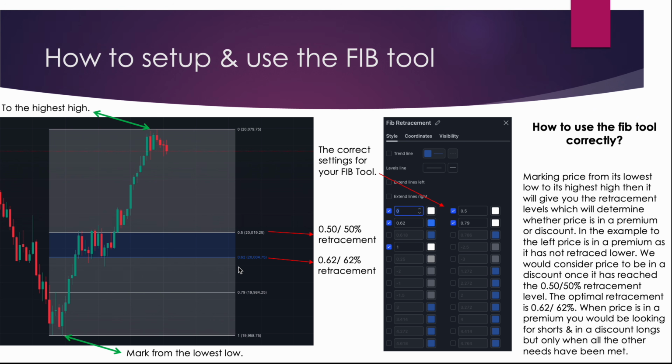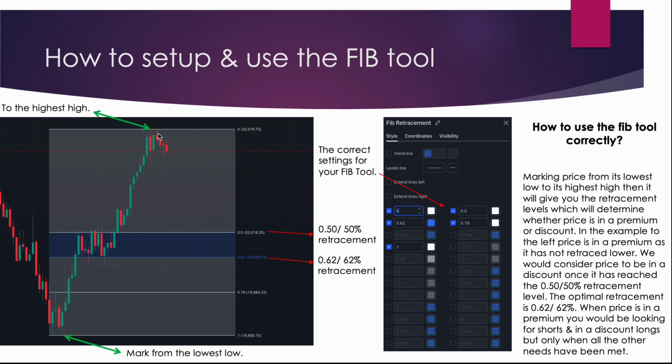The reason we do it like this is because 0.62 is the optimal retracement, so I put it as blue. That's the optimal level which you look for price to retrace. So you mark your fib tool from the low to the highest high, and then price would be in a discount, and it will be a valid retracement at the 62% or the 0.62 retracement. So if price came down to this level, then it will be in a discount.